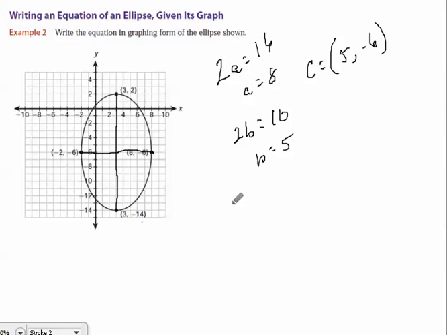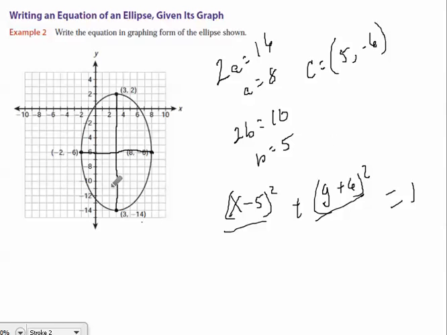So my equation is going to be x minus 5 quantity squared, and then plus y plus 6 quantity squared, going to be equal to 1. I'm going to have something in the denominators here. Now, since it's a vertical axis, my major axis is going up and down. I'm going to take 8 squared, 64. B is going to be 5 squared, 25.